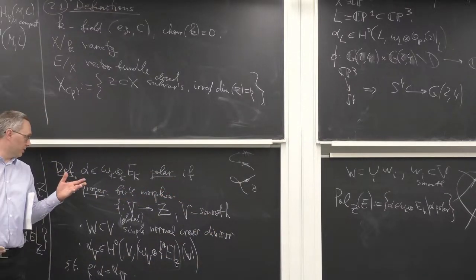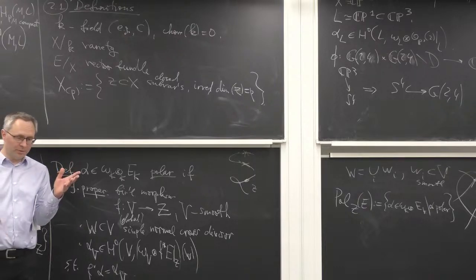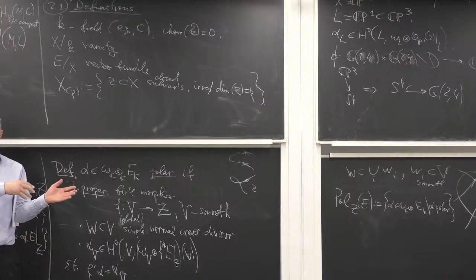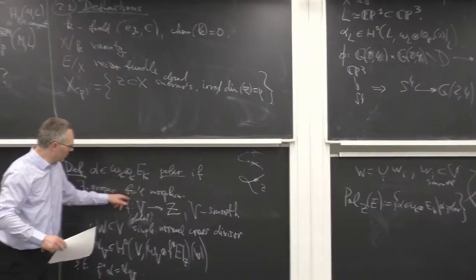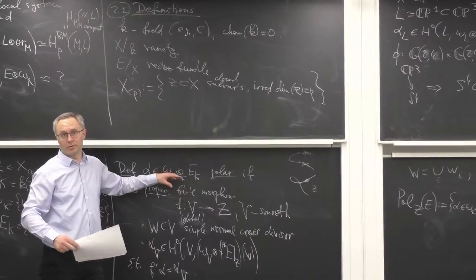So alpha regularizes to some V, beta regularizes on some V prime. But you can take a common desingularization. It's a general statement from algebraic geometry. If you have two V and V prime, then you have a common V double prime that maps to each of them. And then you do pullback of all things.